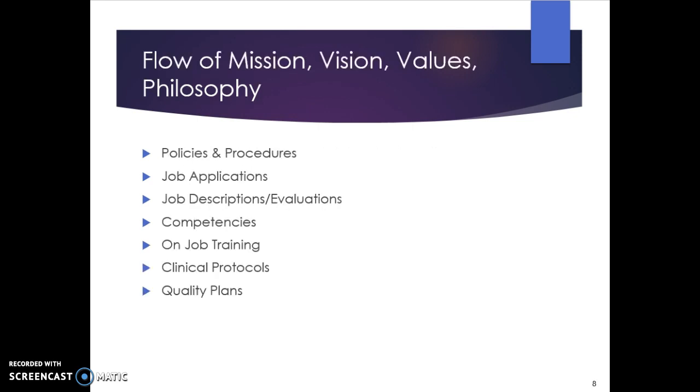Next, key things that you should see in an organization, and when you're developing your own: if you have a mission, vision, values, and philosophy, it's going to flow into all your other documents. That means policies and procedures, your job applications, your job descriptions, employee evaluations, competencies. When you're going to training, you should see a focus on these things. In your clinical protocols and in your quality plans in the organization.